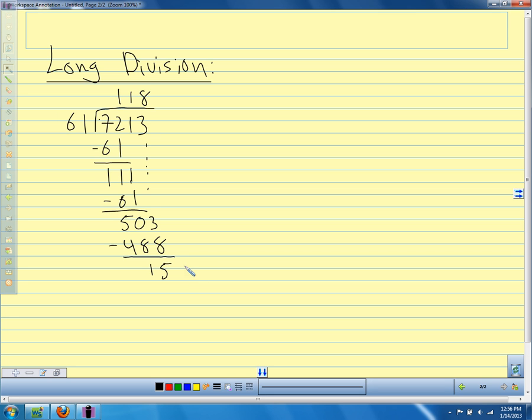And 61 doesn't go into 15 because 15 is smaller than 61. So what this tells us is that 7,213 divided by 61 equals 118 plus 15/61. Or we could say 118 and 15/61. So the answer is 118 and 15/61. So that's how we do long division with numbers.